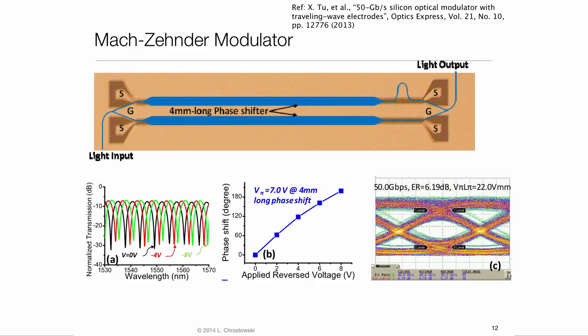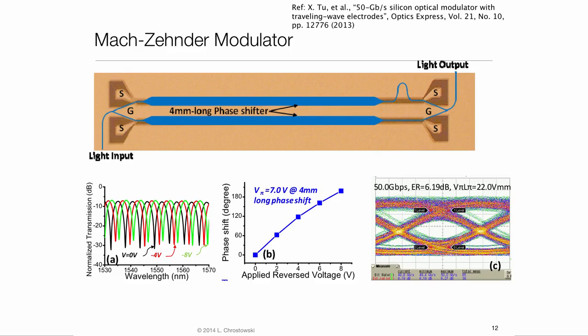Notice that the device layout includes an extra loop in the top waveguide. This results in a periodic wavelength variation. As the voltage is changed, the spectrum of the interferometer shifts. This is used to extract the phase shift versus voltage.